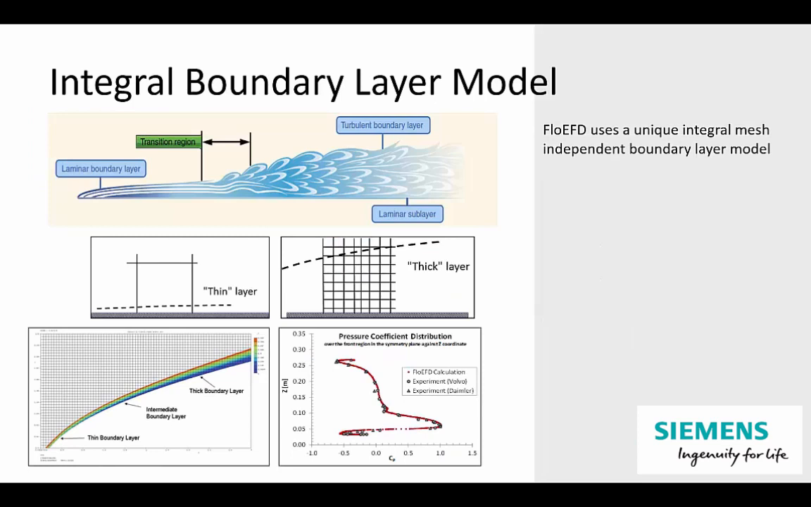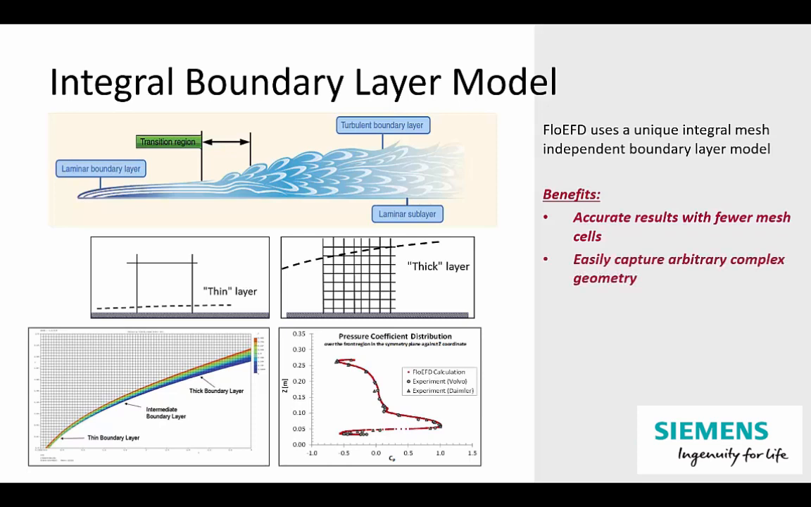Another thing that's very different about FlowEFD is it uses an integral boundary layer model. So the boundary layer is what happens where the fluid interacts with the wall. This is a whole area of research in itself. Very complex physics. FlowEFD uses a unique model. We won't go into the details today, but the benefit of this boundary layer model is that we can get accurate results with fewer mesh cells. It also means we can easily capture arbitrary complex geometry, and it also eliminates the need for lots of different turbulence models. It makes it easier to use, particularly for new users, and it also makes it easier to automate the software.